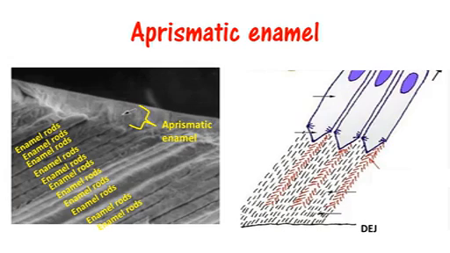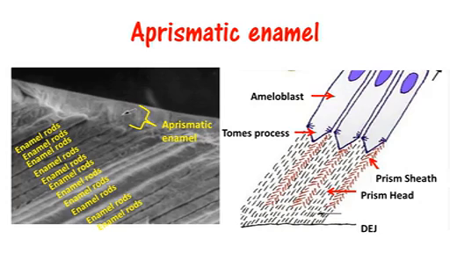How does this aprismatic enamel form? During the enamel formation, the ameloblasts are going to have a structure known as Tomes' process. This Tomes' process is responsible for the formation of the prism heads and prism sheath, which is going to give enamel the rod appearance. These Tomes' processes are not present at the beginning of the formation of the enamel, and they are going to disappear at the surface of the enamel when the enamel formation is completed.